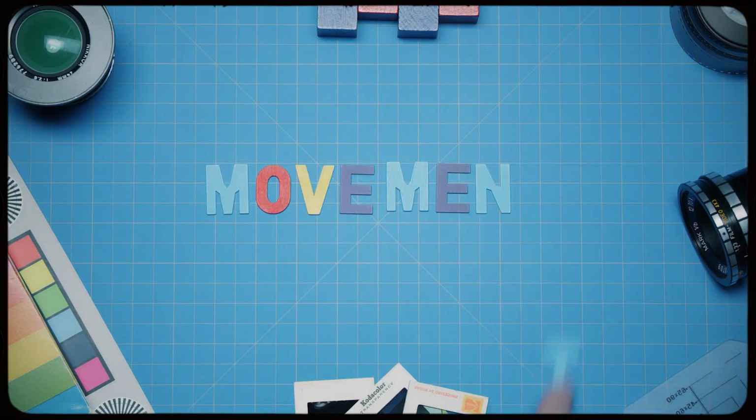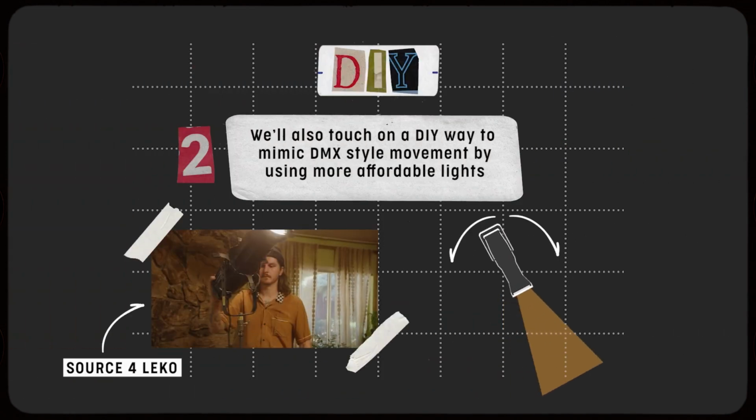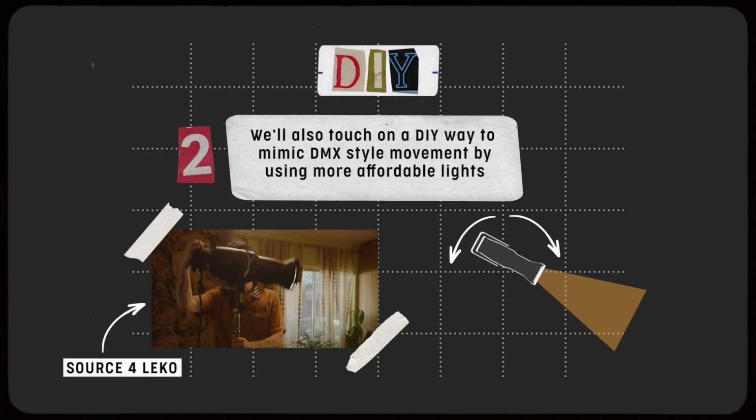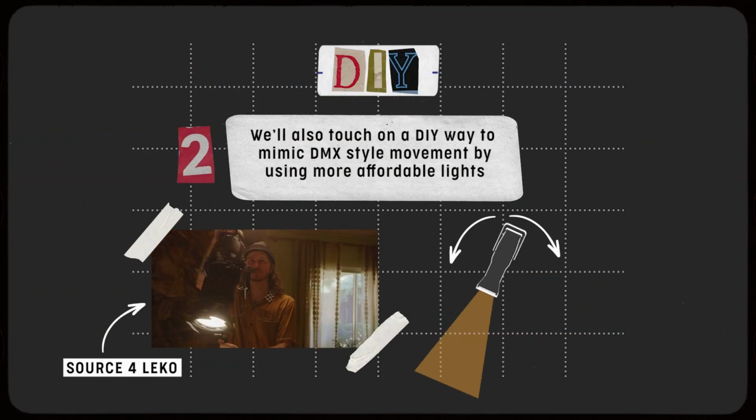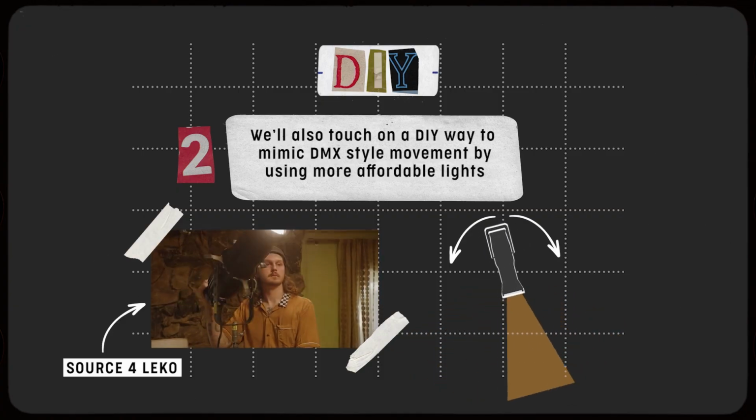We're going to touch on two ways to create movement within lighting. The first would be DMX. This is having a DMX board, DMX lights, and a DMX operator. This is definitely the more upper level, higher end approach to create movement in lighting. And we're also going to touch on creating movement by simply having a source, like a Lico, and one of your grips or electrics simply moving the light around to be like a makeshift spotlight.